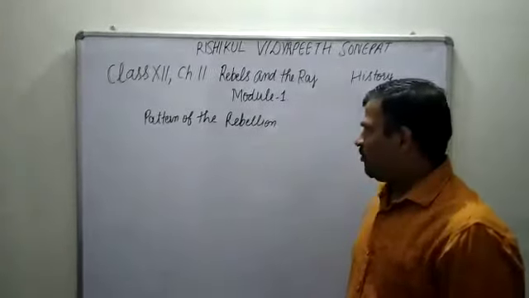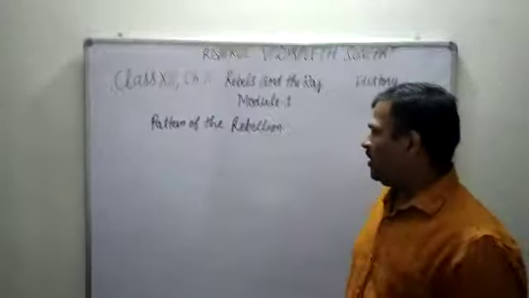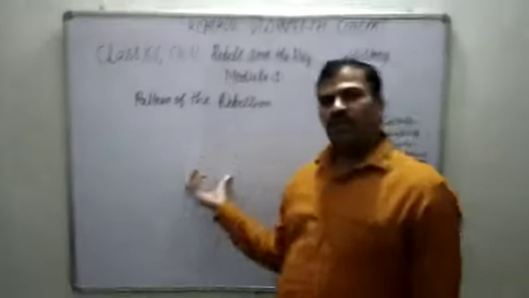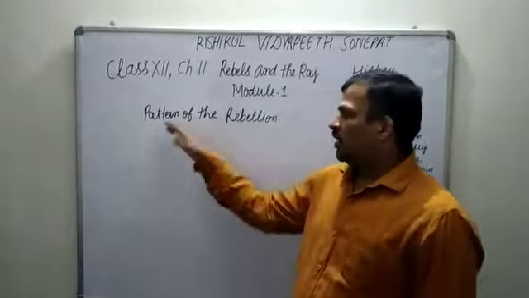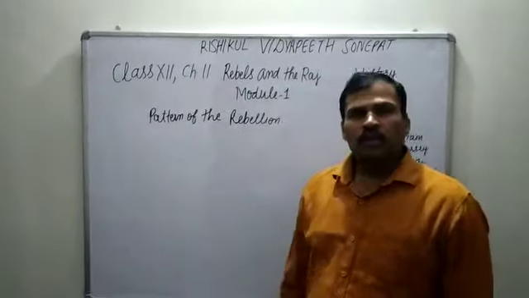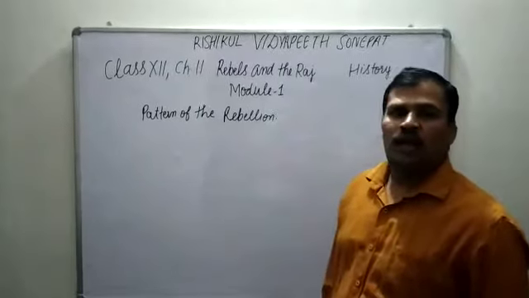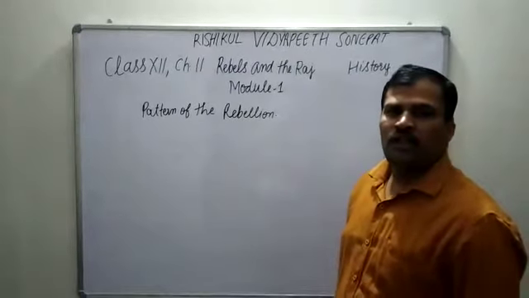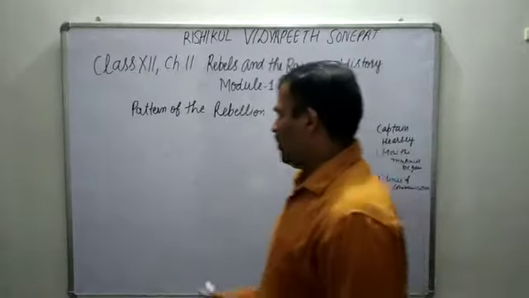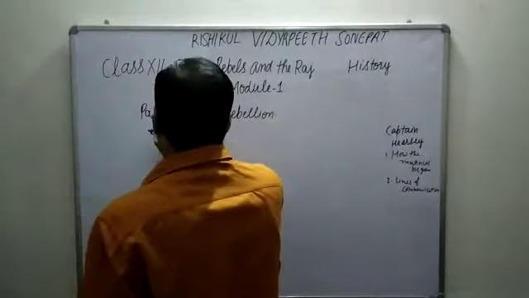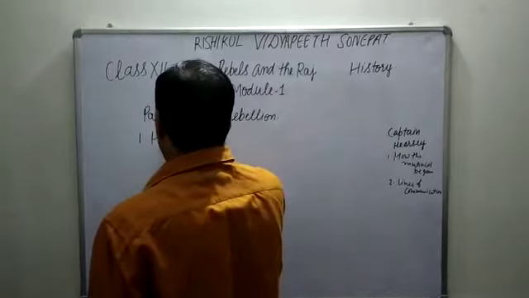Now the first thing that we will be discussing is the pattern of the rebellion. It means how the rebellions, how the mutinies, how the revolutionaries formed, planned and implemented this revolt, and how successful they were. Okay. Now in this, the first thing is how the mutinies began.